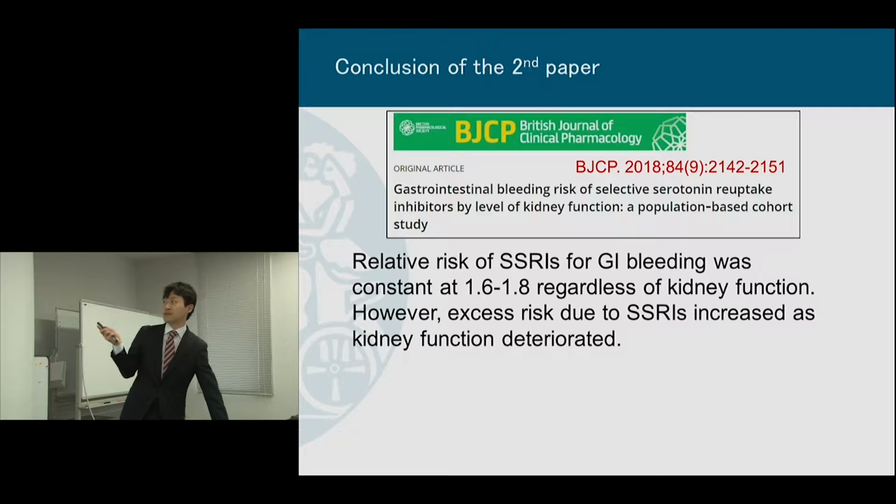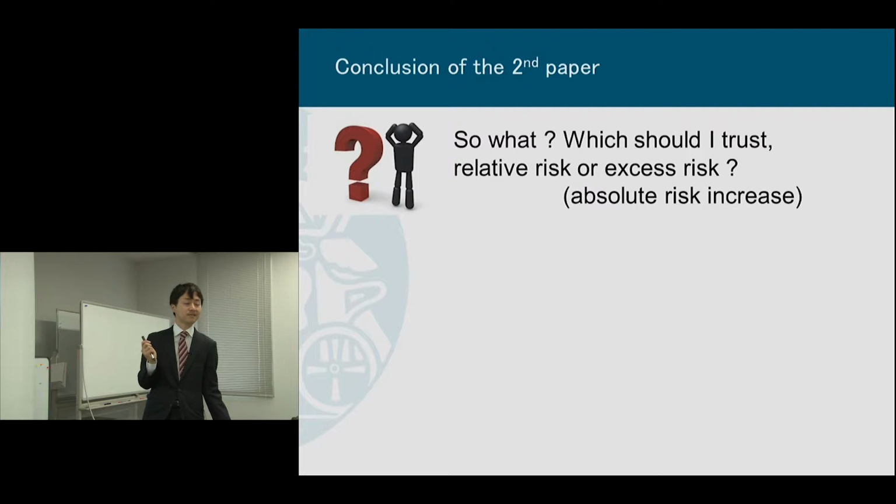Okay. To conclude the second paper, relative risk of SSRIs for GI bleeding was constant at 1.6 to 1.5, 1.8, regardless of kidney function. But excess risk, or absolute risk increase, was increased as kidney function deteriorated. But my question again, so what? Which should I trust, relative risk or excess risk? Or in the end, can we prescribe antidepressants to patients with CKD or not?